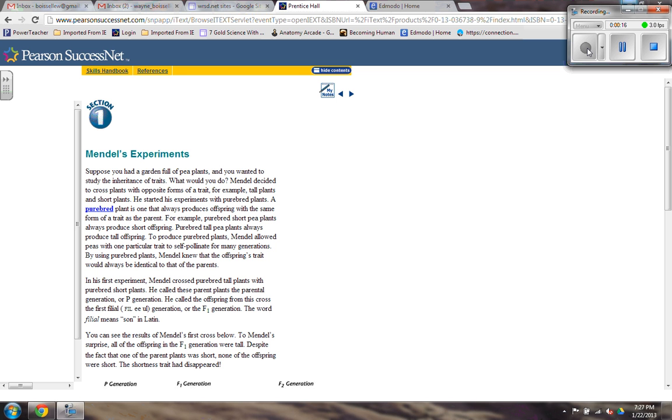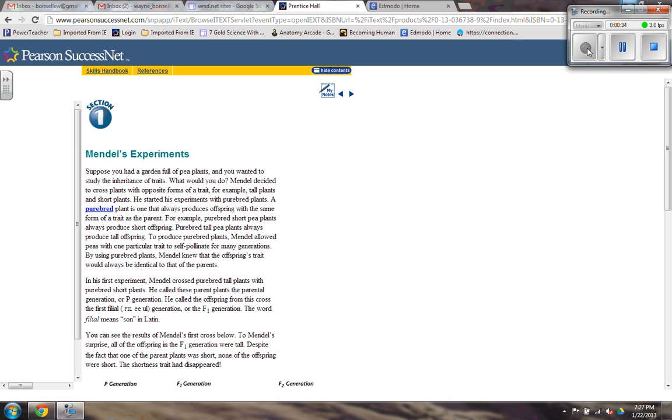In other words, how organisms pass traits from one to another. What would you do? Mendel decided to cross plants with opposite forms of a trait. For example, tall and short plants. He started his experiments with purebred plants.